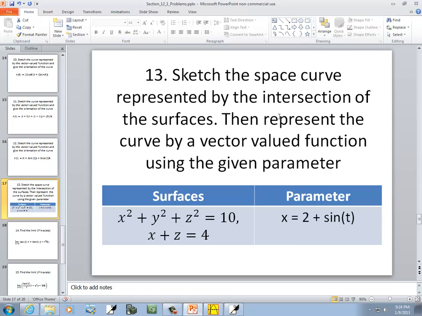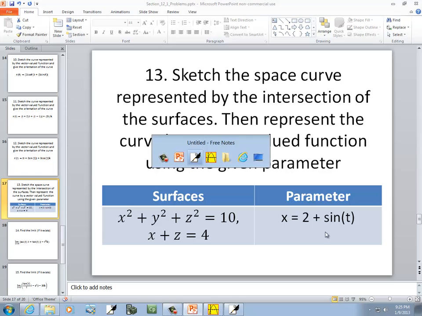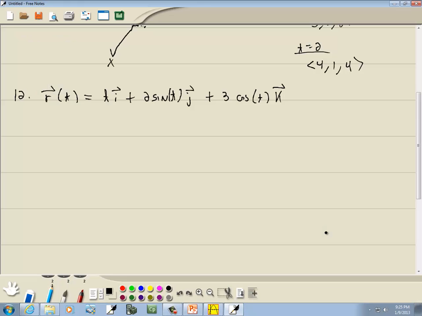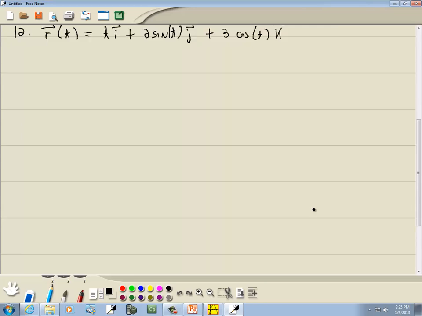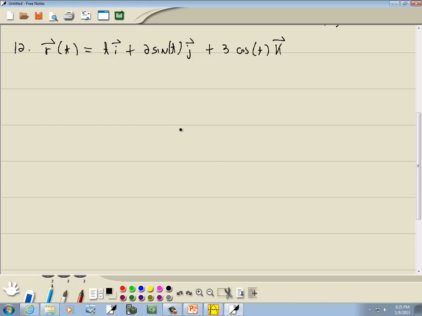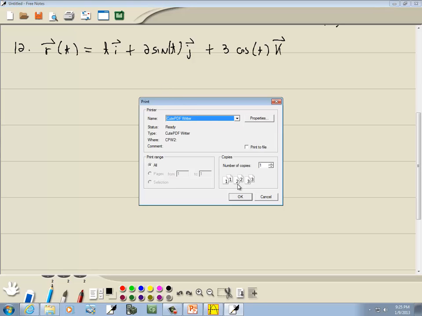But let's go ahead and do the second part. If I tried to sketch that, it would take me quite a while. And if you want to do that on homework, that's fine. Unfortunately, I can't figure out how to actually graph these, which is where I'd want it to be. But let's go ahead and put it into a vector valued function. So we're going to start with this parameter. Let me save that and start a new page.